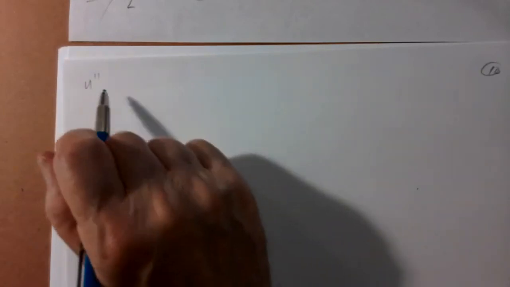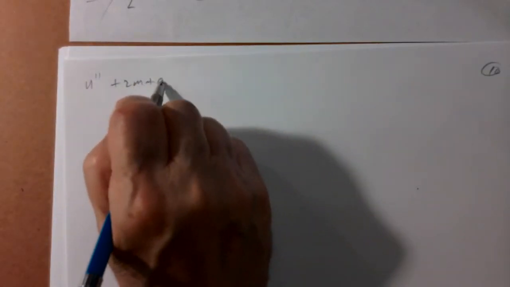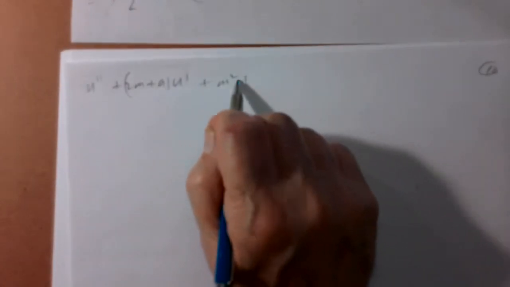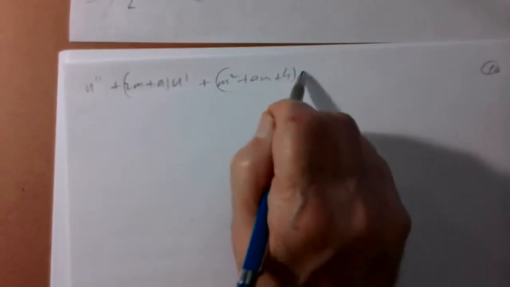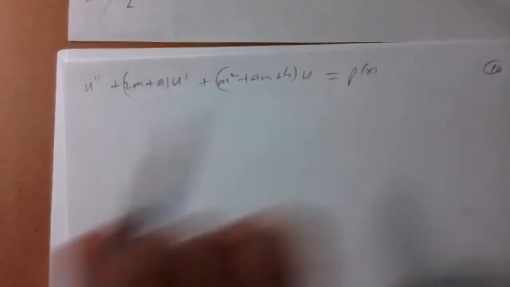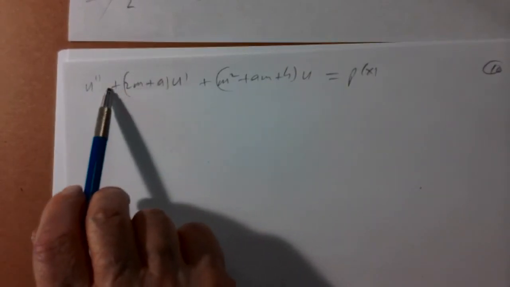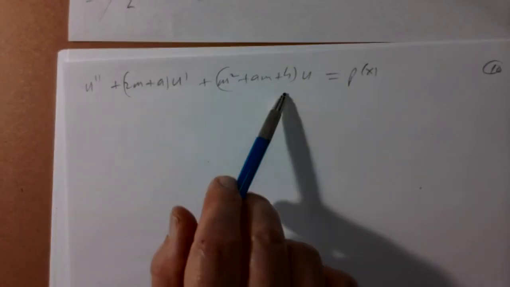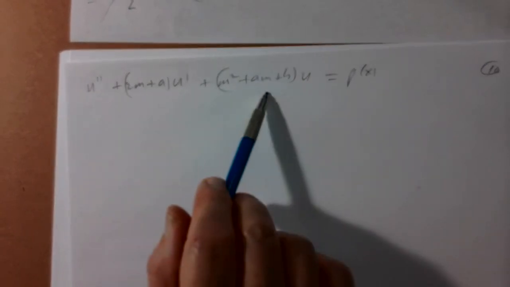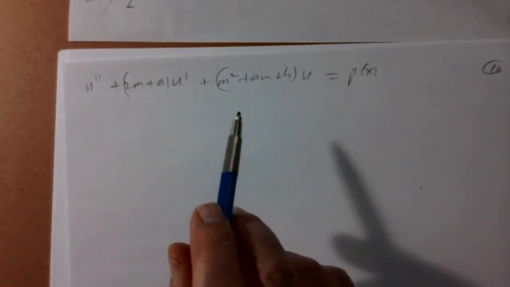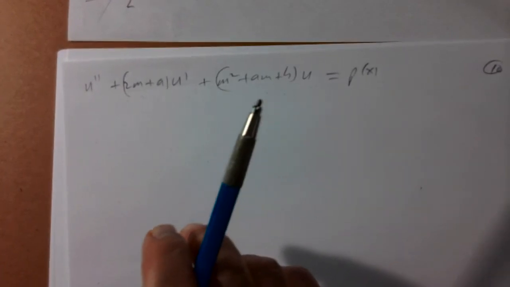And I can cancel my e to the mx's. So u is a solution of the differential equation u double prime plus (2m plus a) u prime plus (m squared plus am plus b) u equals a polynomial. So I've just reduced this to the case where I have a second order linear ordinary differential equation with constant coefficients, non-homogeneous, and equal to some polynomial on the right-hand side.